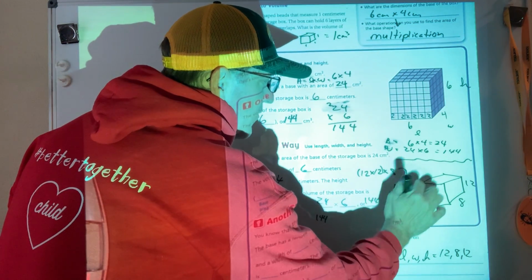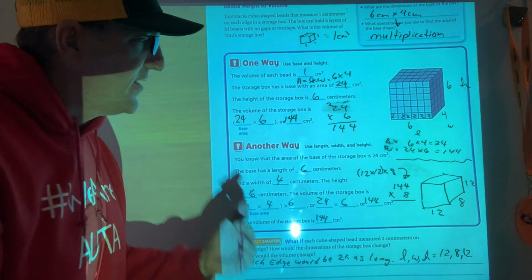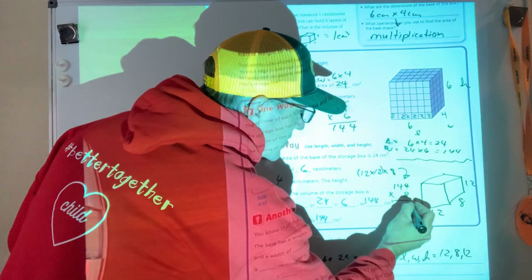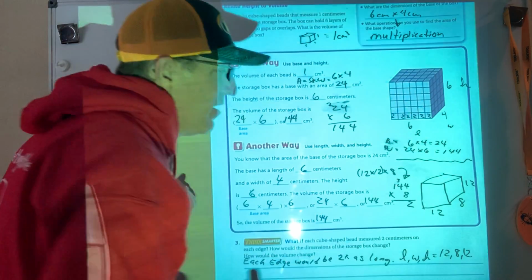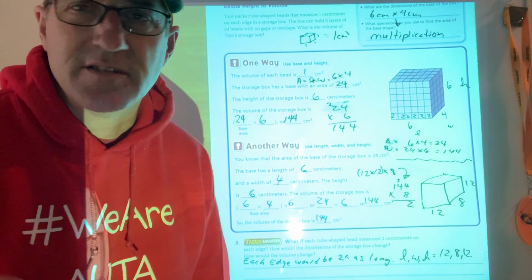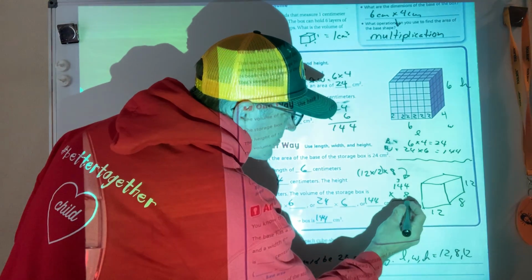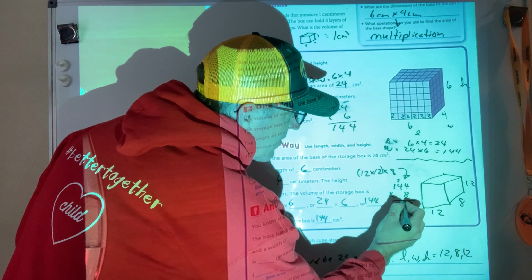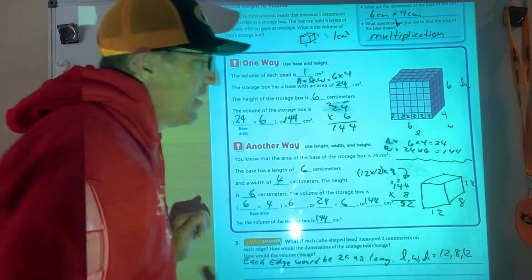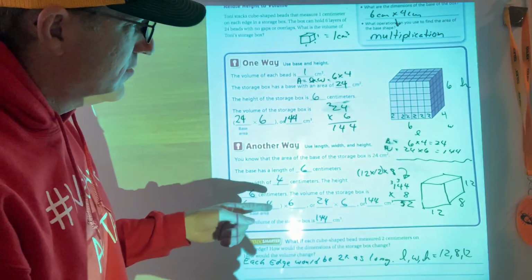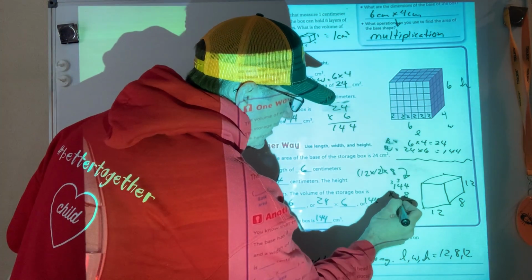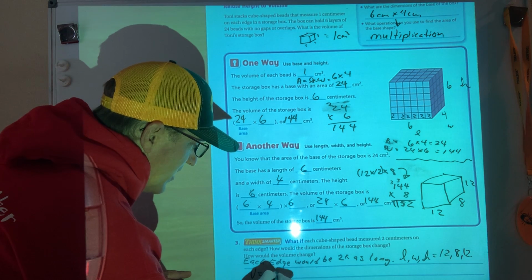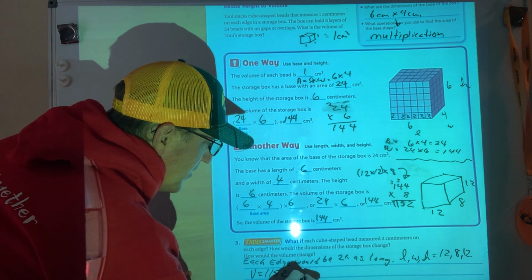144 times 8. So 8 times 4 is 32. I put my 3 up there. 8 times 4, trick question, of course it's still 32, right? Plus 3 is 35. Put my 3 up there. 8 times 1 is 8, plus 3 is 11. So I get 1152. So my new volume equals 1152 centimeters cubed.